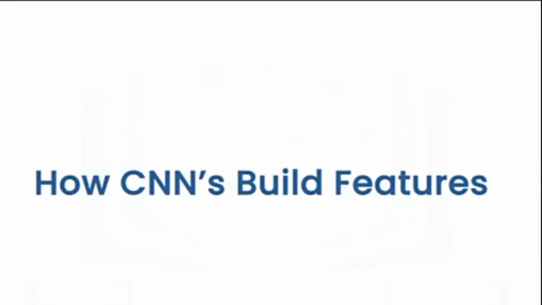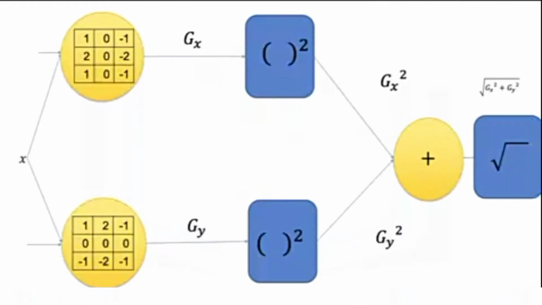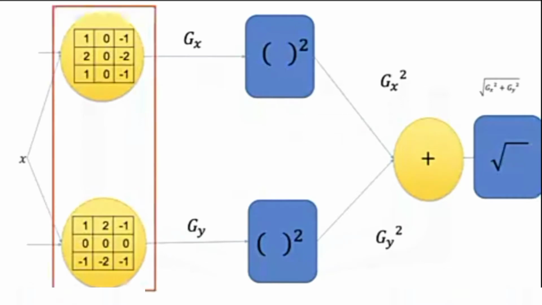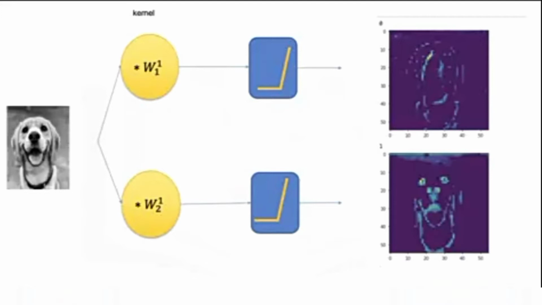How CNNs build features. If you recall, the HOG feature used Sobel kernels to detect vertical and horizontal edges. Looking at these kernels, we see the vertical edge detector kernel looks like a vertical edge, and the horizontal edge detector looks like a horizontal edge. We can represent HOG with a diagram that looks similar to a neural network. We replace the linear function with a convolution, and we have the squaring and square root operations. In a CNN, we have neurons, but the kernels are learnable parameters. The activation functions, in this case ReLU, are applied to each pixel.